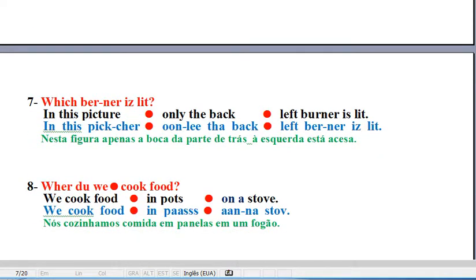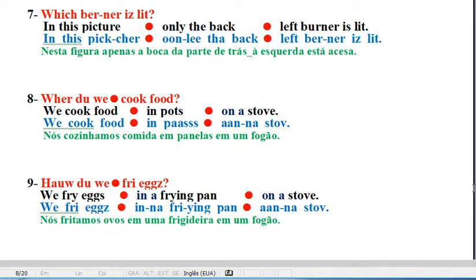Line 7. In this picture, only the back left burner is lit. Question: which burner is lit? In this picture, only the back left burner is lit.